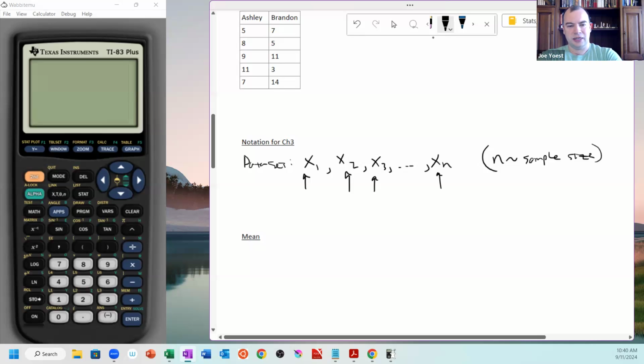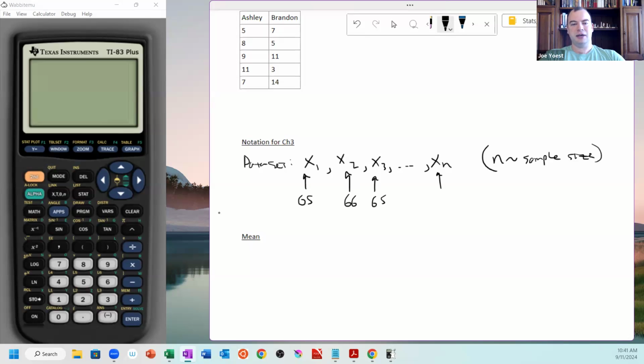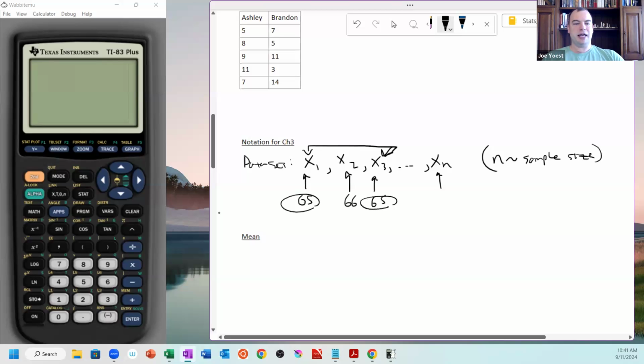Now, an important note is that each data point has a value. So maybe this person is 5'5", like 65 inches. Let's just do it in inches. Maybe this person is 66. Maybe this person is 65. These are 2 different data points because they represent 2 different people. They're 2 different data points, but they happen to have the same data value. So I have n data points. Each data point is representative of one individual in the population or the sample. Each data point is associated with a data value.